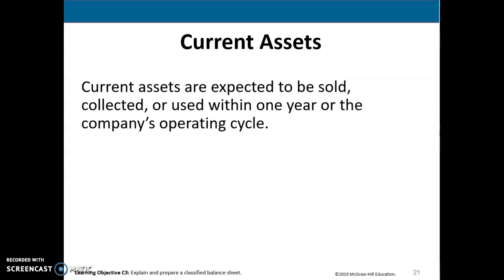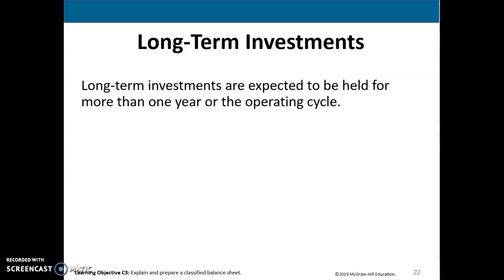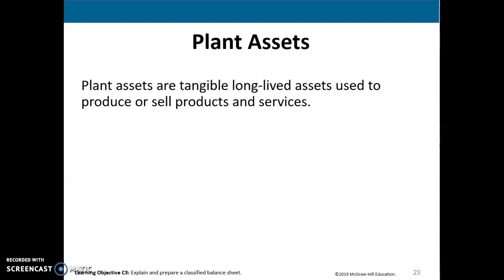So current assets are the ones that we expect to be sold, collected, or used within 1 year or one operating cycle. Long-term investments are the ones that we are going to hold on to for more than 1 year. Plant assets are the tangible, long-lived assets that we use to either produce or sell our products. So it should be equipment, machinery, it could be a vehicle, it could be a building, land. Those kind of things are plant assets. We're going to hold on to them for a long period of time.